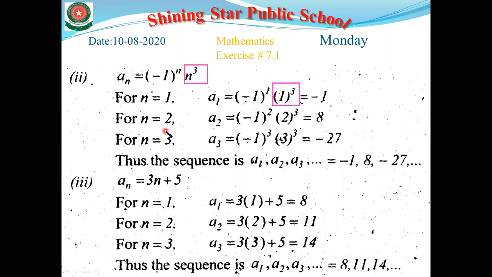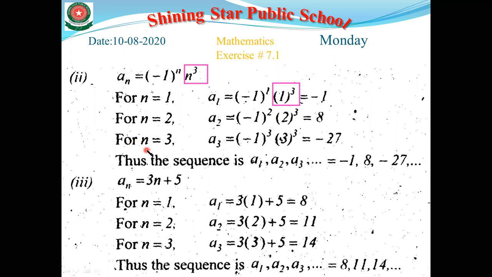For n equals to 2, when we put n equal to 2, it becomes a2, the second term, equal to minus 1 whole square times 2 cube. 2 cube is 8 and minus 1 whole square is 1, because we know that when we take the square of 1, it again comes 1. So 1 multiplied by 8 is 8.